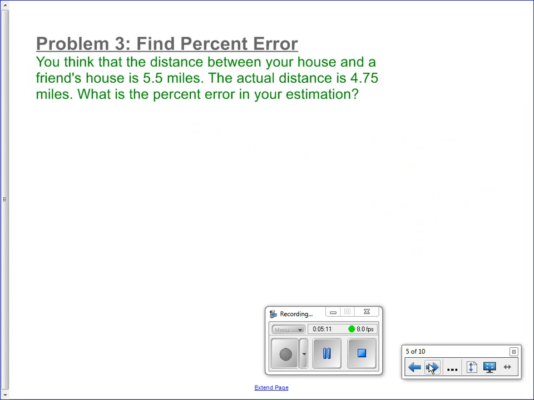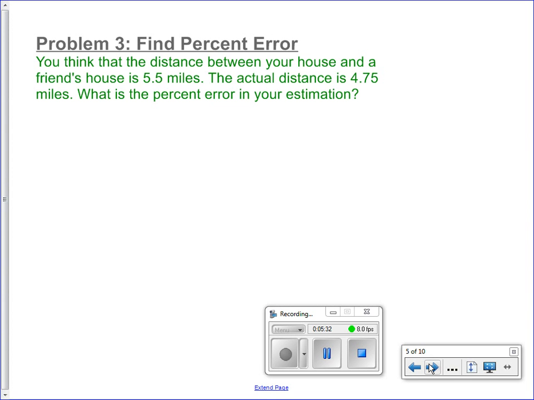Okay, problem 3. Find the percent of error. You think that the distance between your house and a friend's house is 5.5 miles. The actual distance is 4.75 miles. What is the percent of error in your estimation?